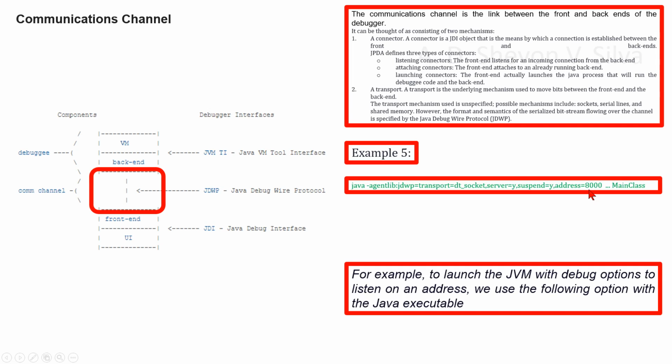Here -agentlib:jdwp and its suboptions load the JPDA reference implementation of JDWP. This library resides in the target VM and uses JVM TI and JNI to interact with it. It uses transport and the JDWP protocol to communicate with the separate debugger application. Transport suboption: name of the transport to use in connecting to the debugger application.